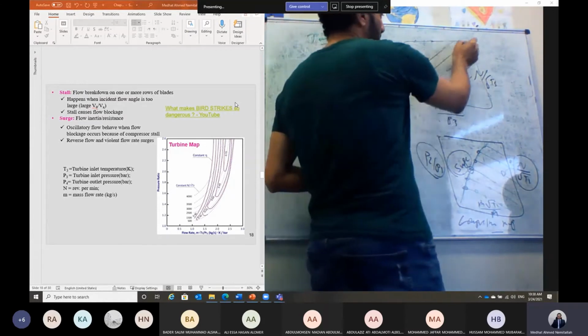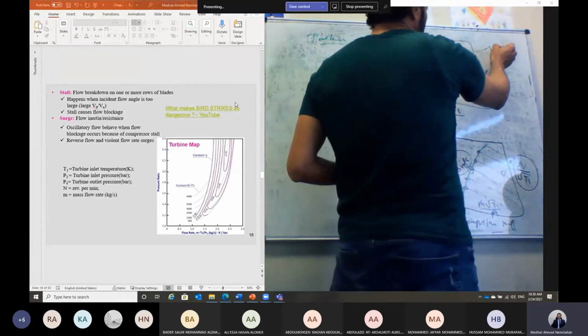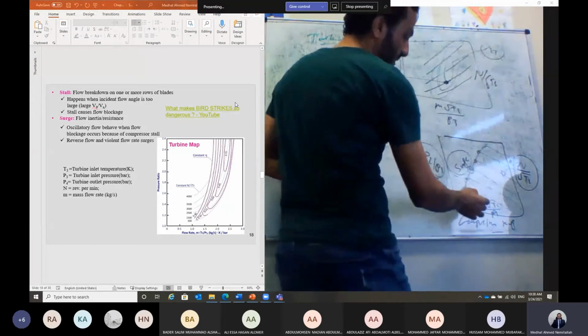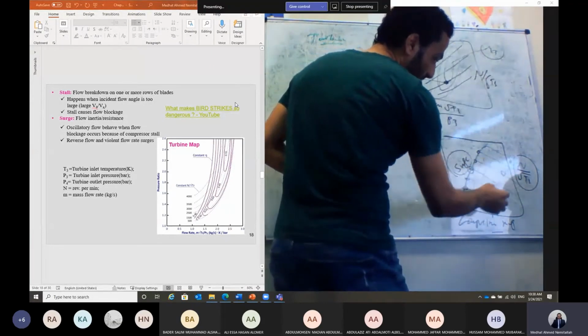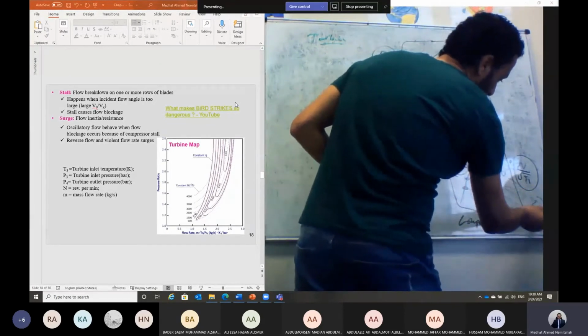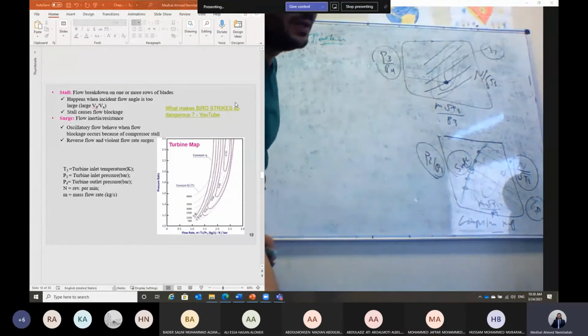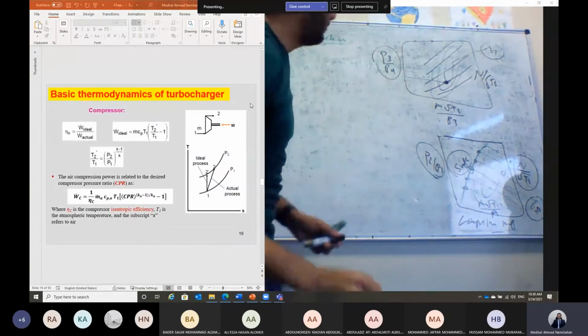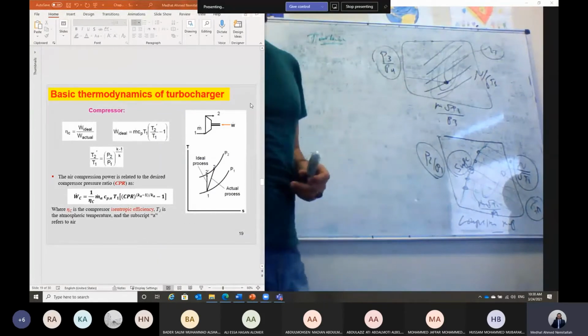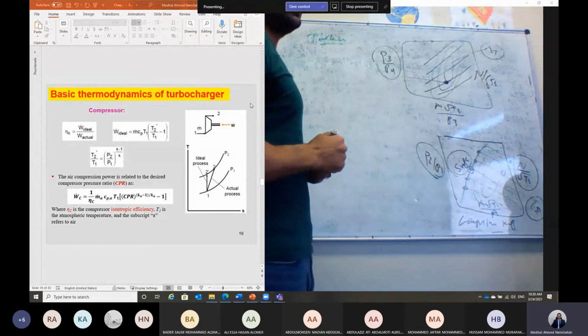Also in the map, guys, you will find some lines representing the isentropic efficiency of the turbine. Like here also for the compressor, you will find some lines giving you at each point the isentropic efficiency for the compressor. Okay. But here for the turbine and for the compressor, let's derive, guys, a mathematical formula by which we can match both of them, turbine and compressor.